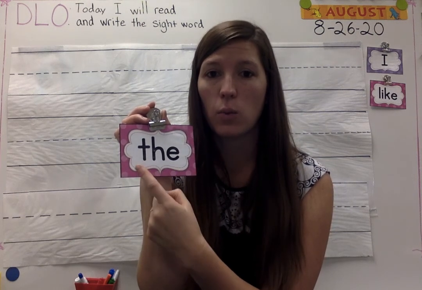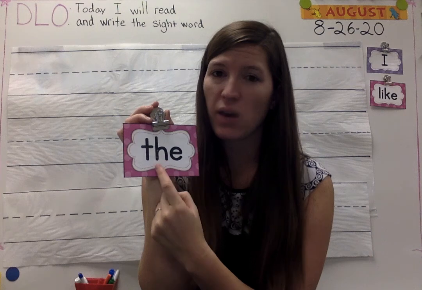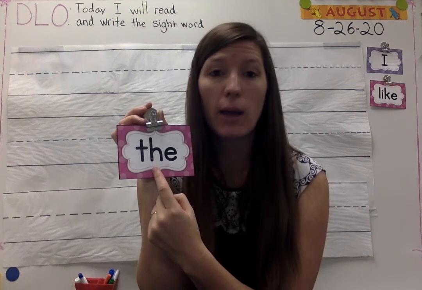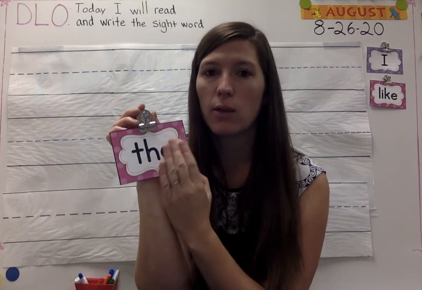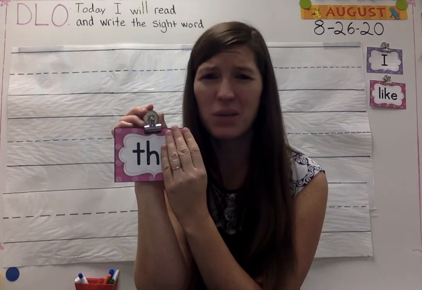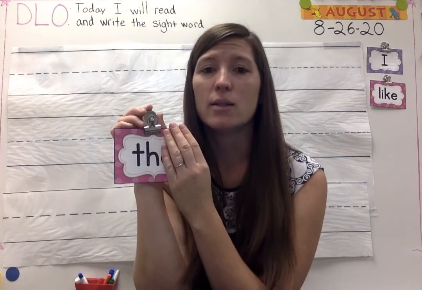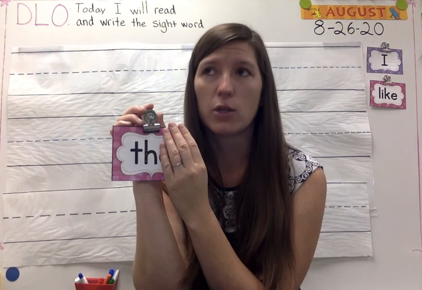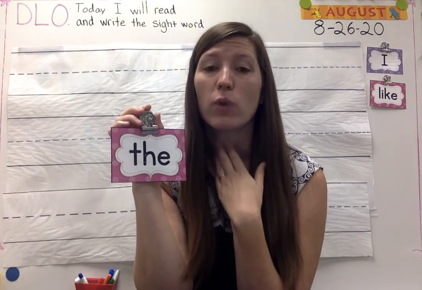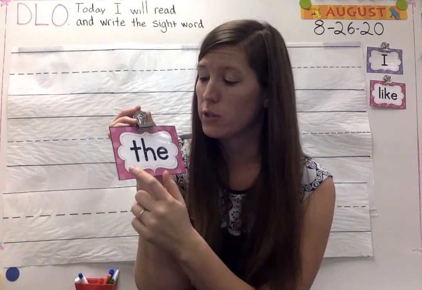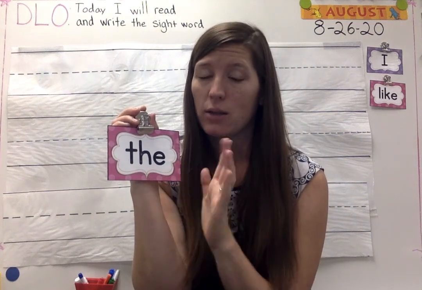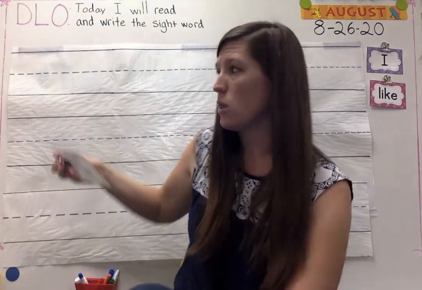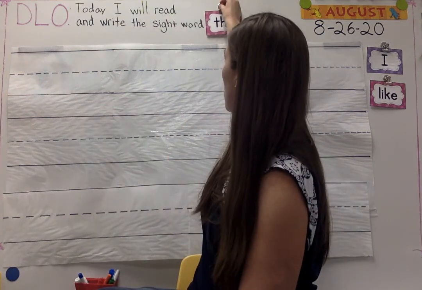T-H-E. The. We've learned T. We've learned E. We haven't learned H yet, but we know it now because we're spelling our new sight word, the. When T and H are together, it makes a new sound. It's not t, it's actually a voiced digraph. I said that wrong at first. So it's a new sound for T and H together. It's a digraph. We'll learn those later. So T-H-E, the, is our new song.